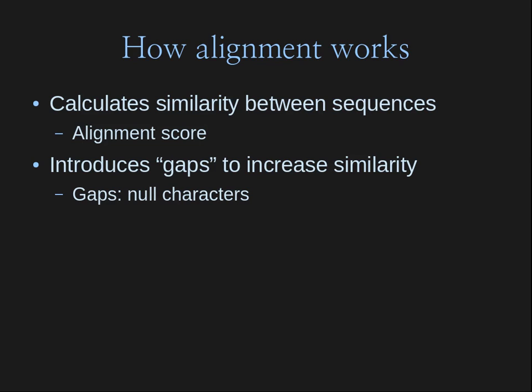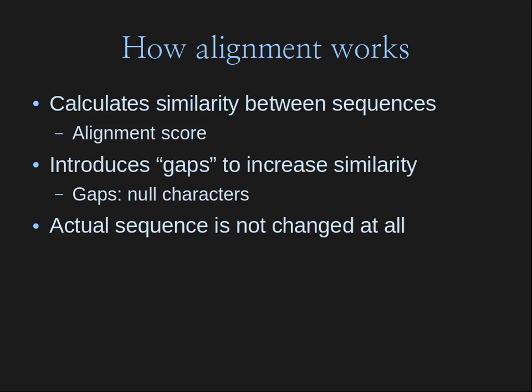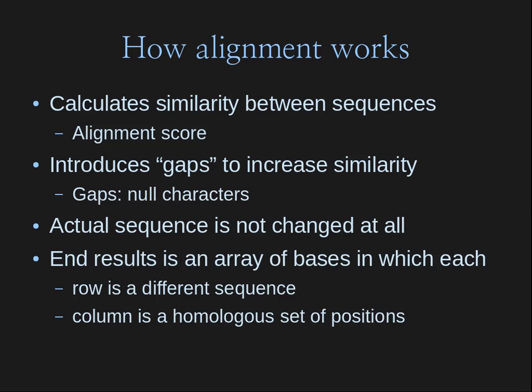Gaps are just null characters, just spaces, essentially, in the genetic sequence that allow for alignment that will increase the similarity between multiple sequences. Now, the key here is that the actual sequence is not changed at all. We are just essentially saying, where do we need a space in this so that it lines up better with another sequence? And the end result is some sort of array, where generally the rows are different sequences, and the columns are now homologous sets of positions.